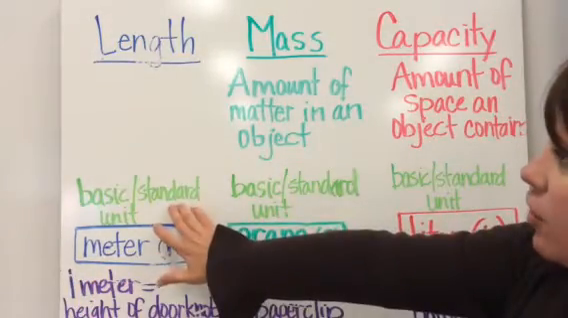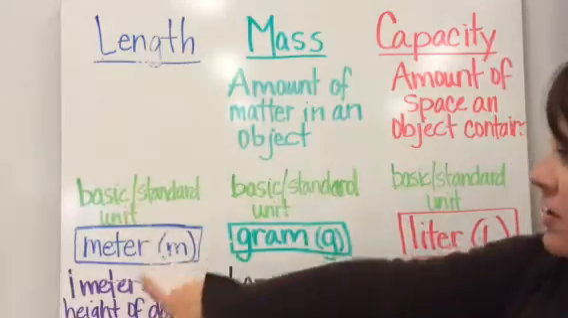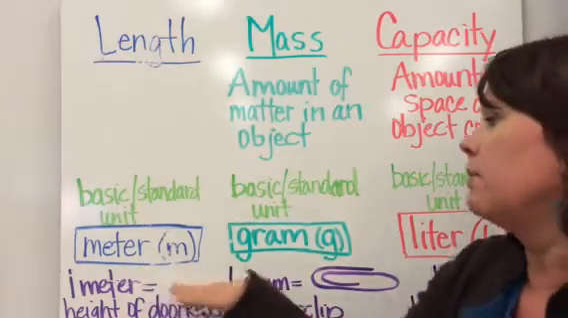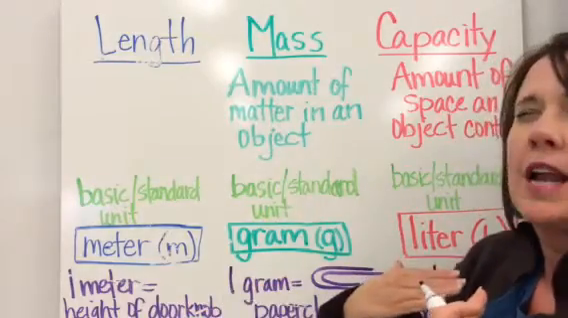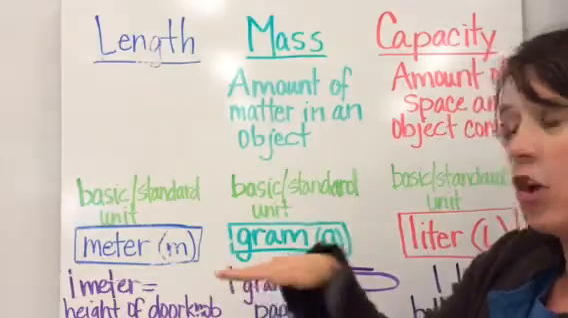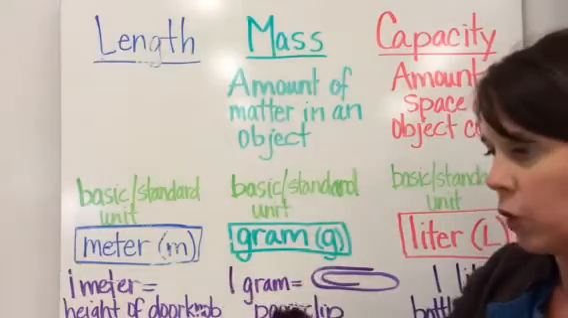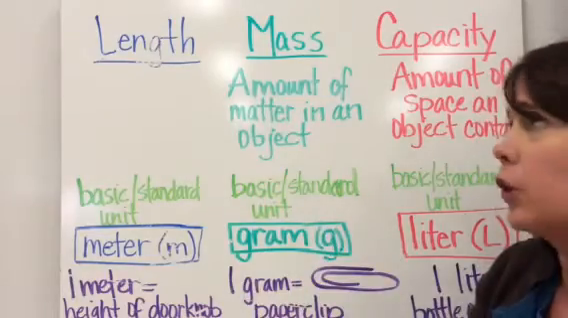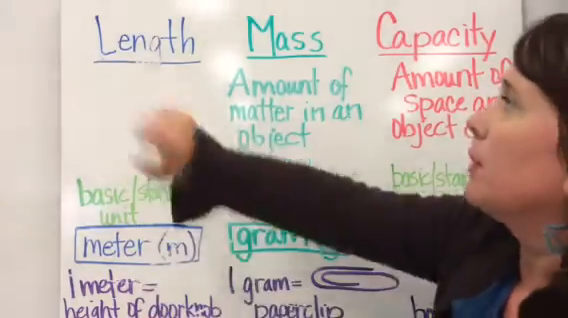Now, when we talk about length, we're talking about how long something measures. The basic standard unit of length in the metric system is the meter. And to keep in mind what a meter looks like, just to get an idea, a meter is about the height that a doorknob is from the floor. So from the floor to a doorknob is about 1 meter. And we use meter when we talk about length.